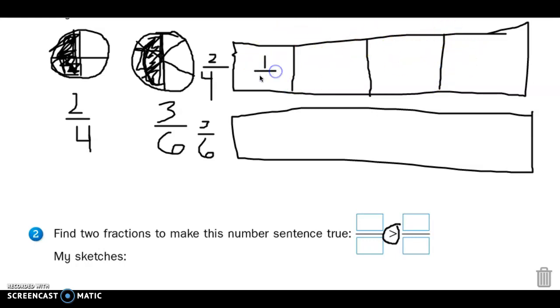So this is 1 part out of 4. That's a unit fraction. Here's 1 part out of 4. This represents 1 part out of 4. And this is 1/4. Great.